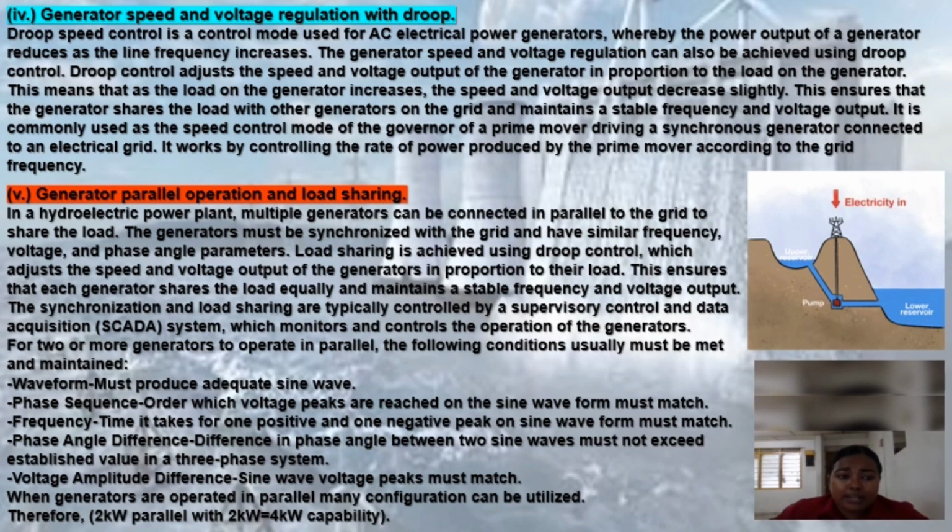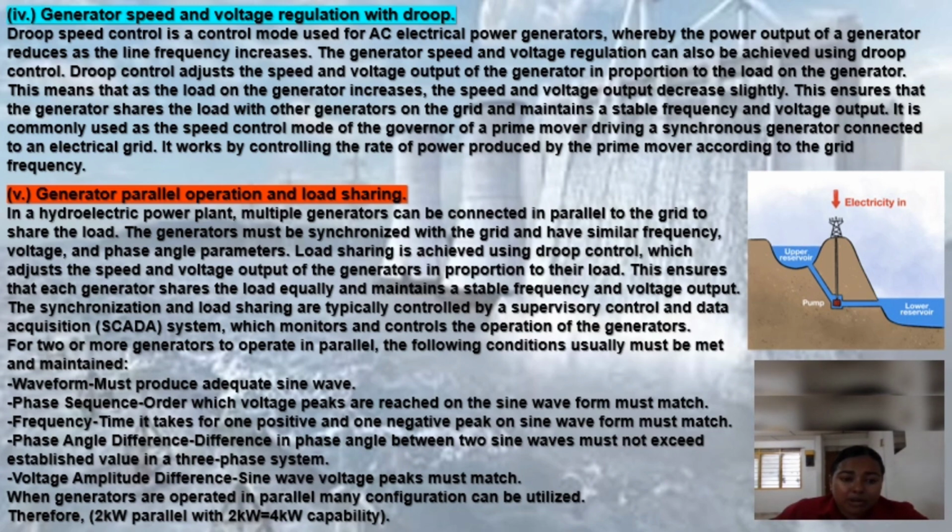This ensures that the generator shares the load with other generators on the grid and maintains a stable frequency and voltage output. It is commonly used as the speed control mode of the governor of a prime mover driving a synchronous generator connected to an electrical grid. It works by controlling the rate of power produced by the prime mover according to the grid frequency. Fifth, generator parallel operation and load sharing.